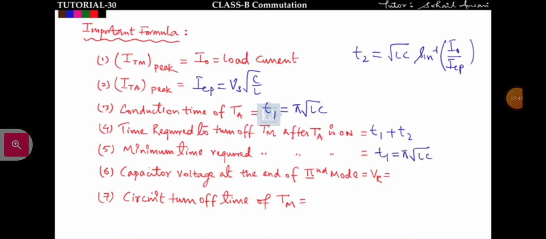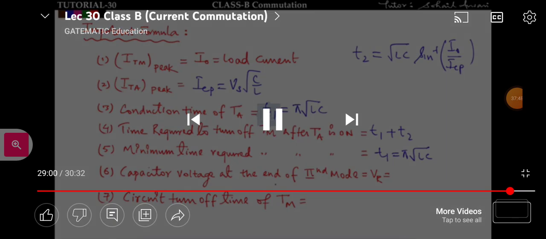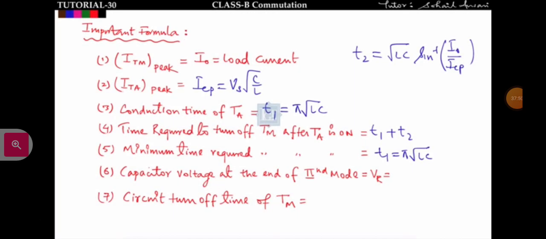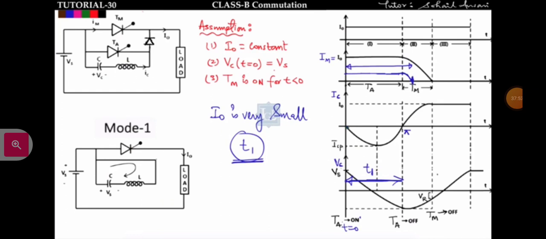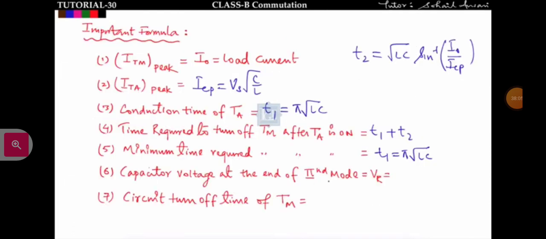Sixth point is the capacitor voltage at the end of second mode. We have already found it. This is the end of second mode, right? So at the end of second mode, what is the voltage drop across the capacitor? The voltage drop across the capacitor is minus VR, that is equal to minus Vs cos sin inverse I naught upon ICP, which we have already found.